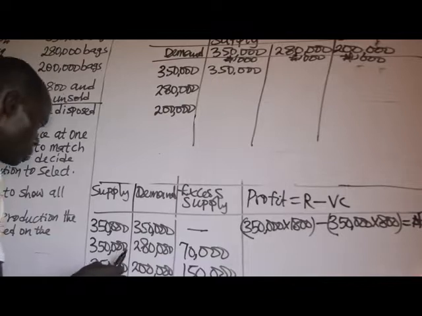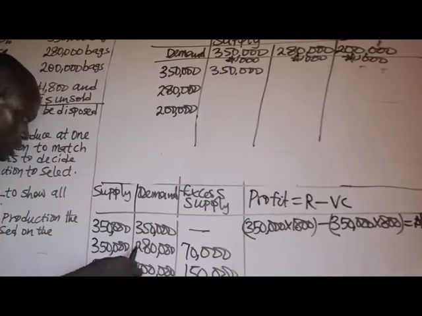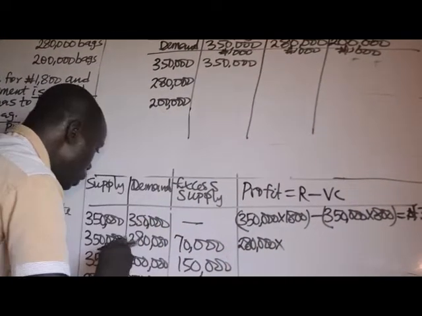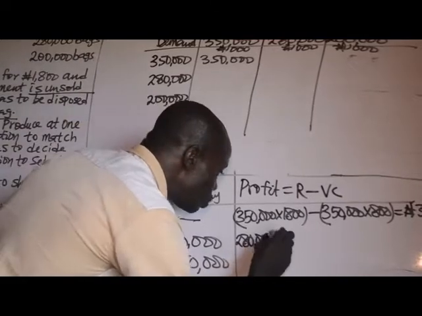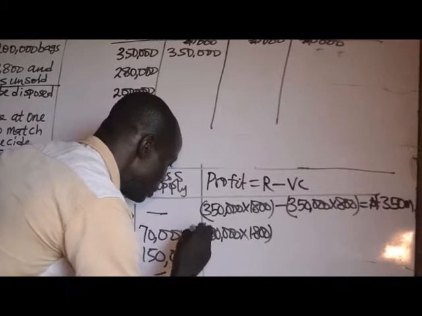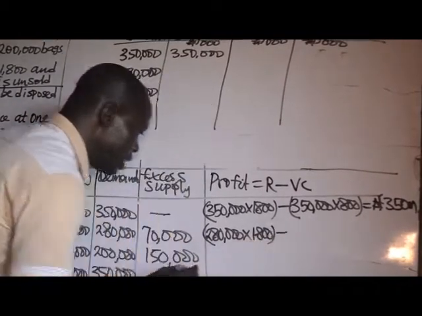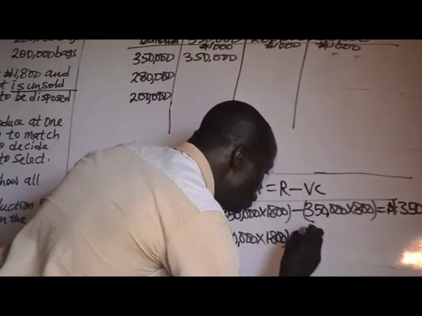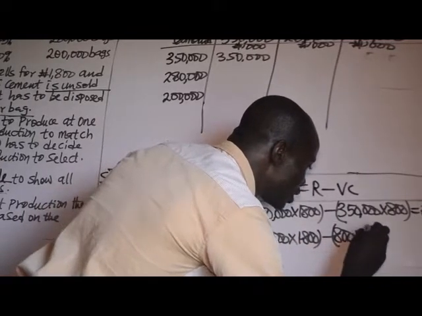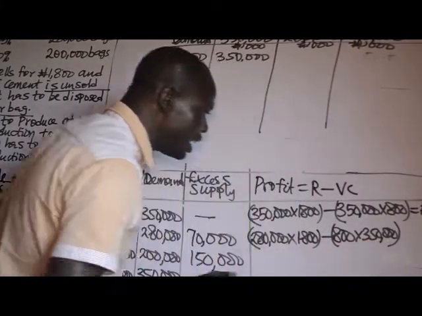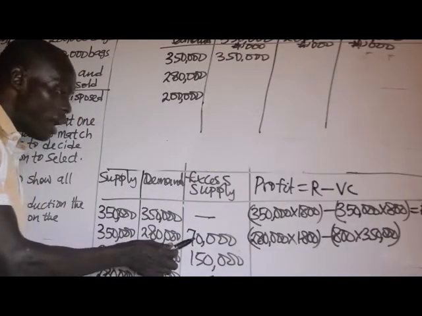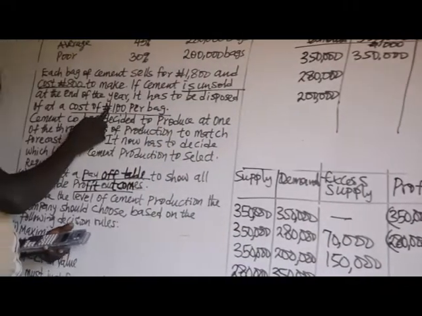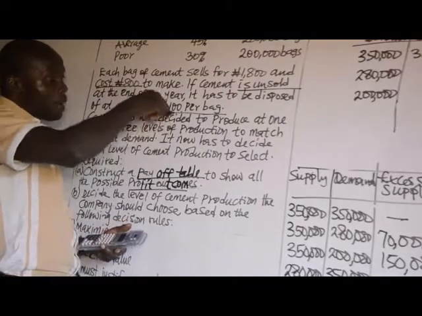The second one, your demand is 280,000. That means sales revenue will be 280,000. The number of units sold is 280,000 at a price of 1,800, minus the total units produced, 350,000, and each unit costs you 800. 800 times 350,000 units produced. In this case, there is an excess supply of 70,000. This excess supply of 70,000 will be disposed of at a cost of 100 naira per bag.